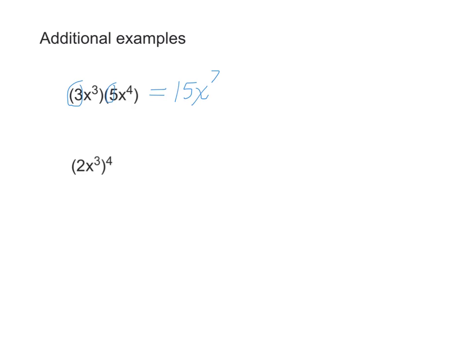In the next one, I have an exponent outside, so I'll have to distribute to both parts. 2 will be raised to the 4th, and so will x cubed. Let me simplify that. 2 to the 4th is 16. It's like 2 times 2 times 2 times 2. In this one, we have a power to a power, so I'm going to multiply the exponents. 3 times 4 is 12. So I have 16x to the 12th.